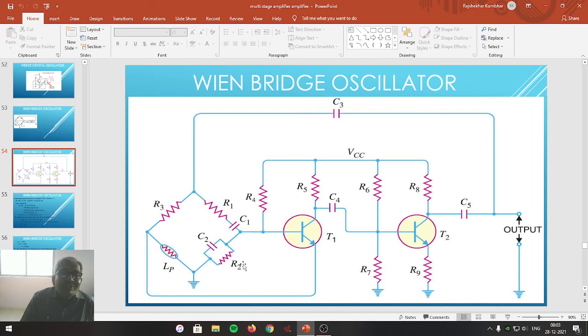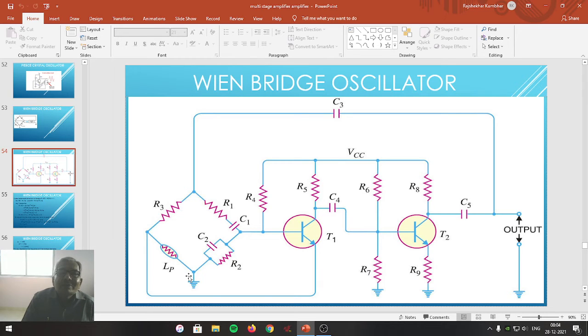Again here, when the bridge is balanced, no output is available, hence no oscillations are set up. When the bridge is unbalanced, by varying the impedance of R1 or R2, where R1 is a series combination of R and C and R2 is a parallel combination of R and C, the bridge will unbalance. At the cost of unbalancing of the bridge, it produces the output voltage. It is amplified by the two-stage common emitter amplifier and the output is made available again back to the bridge.